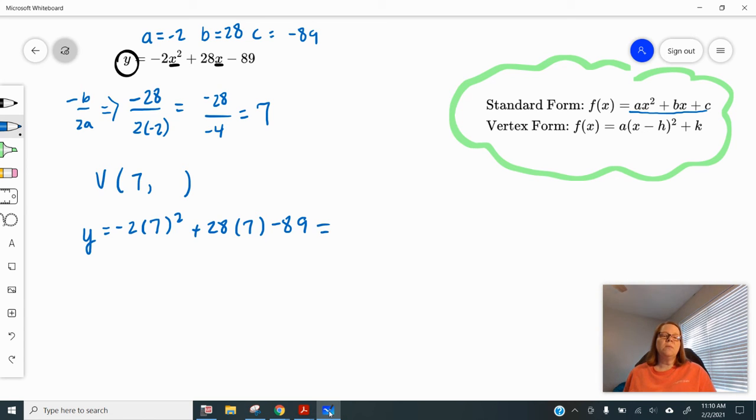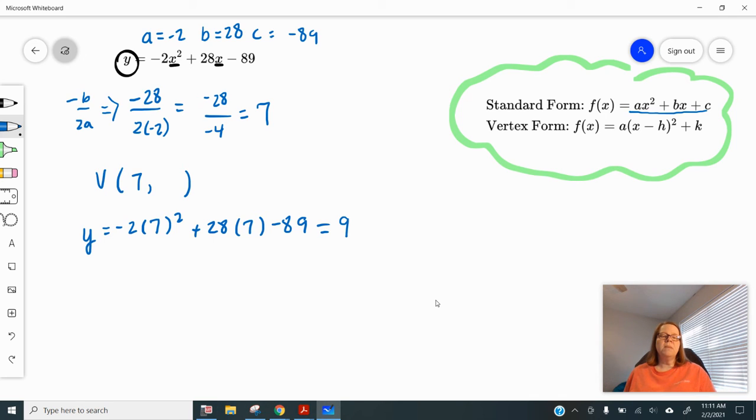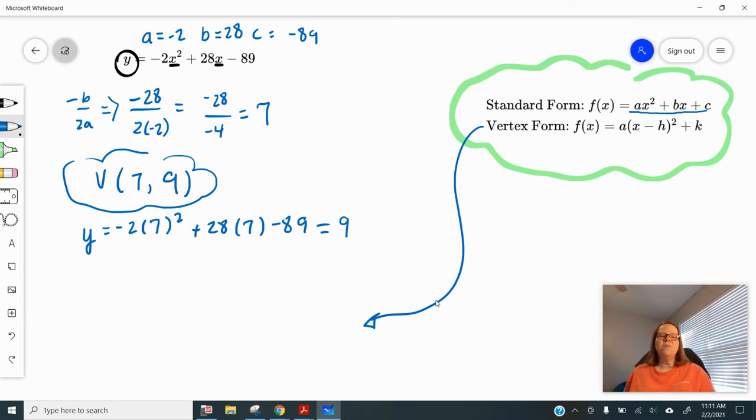And so I'm going to go to my handy calculator and I'm going to type that in. So -2 times 7 squared, or you could do 49, plus 28 times 7 minus 89. All right, so that gives me 9. So my y value is 9. So I know my vertex. This is key here, right? And so I'm almost ready. I have everything I need. I just got to put it in the right order.